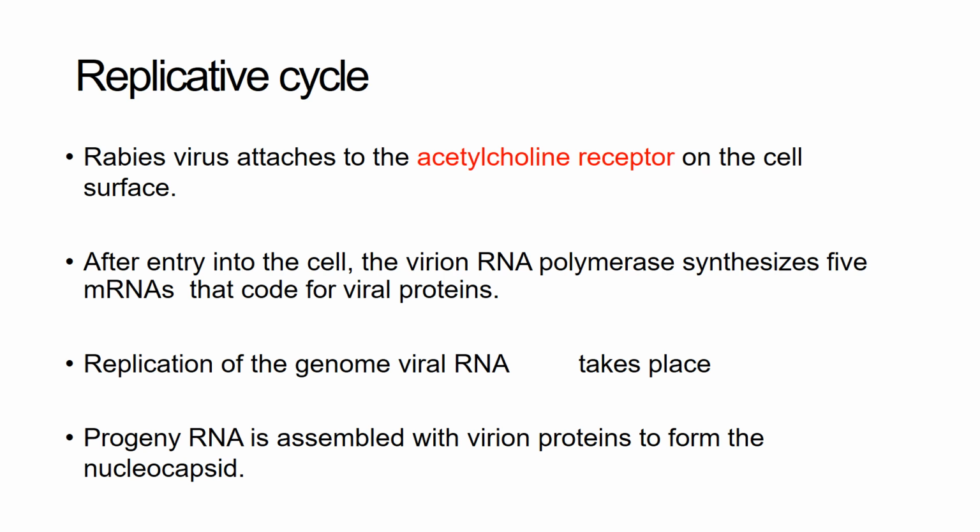After it has gone to the acetylcholine receptor, it gains entry into the cell, and this is where the virion RNA polymerase synthesizes 5 messenger RNAs that code for viral proteins. After the viral proteins are made, the next step is the replication of genomic viral RNA. After the replication of RNA, then comes the assembling of the viral proteins. Now, the viral proteins which are made initially will assemble with each other in the form of a nucleocapsid.